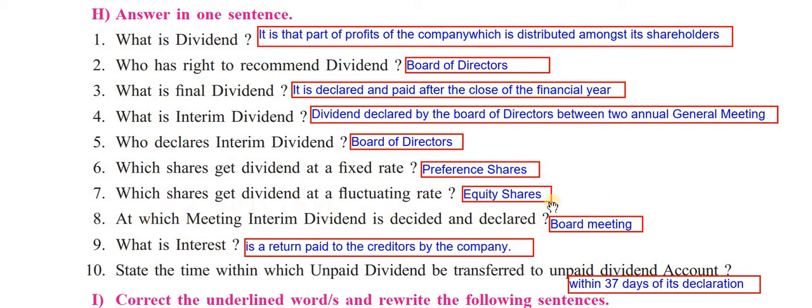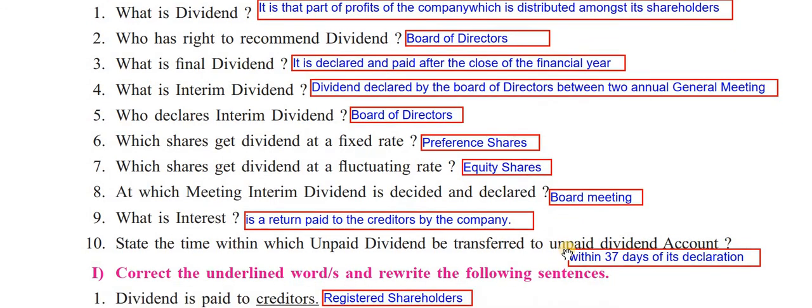Without doubt, it is equity shares. Eighth, at which meeting interim dividend is decided and declared? Definitely board meeting में ये होता है, तो आप लिख सकते हो in board meeting interim dividend is decided and declared. Ninth, what is interest? Obviously interest is a return paid to the creditors by the company.